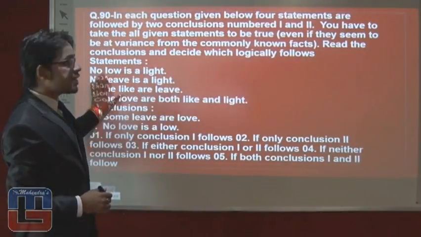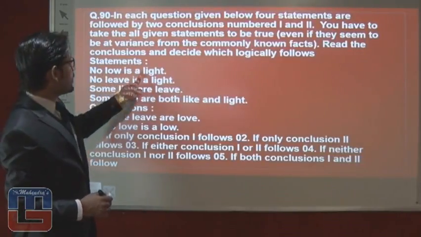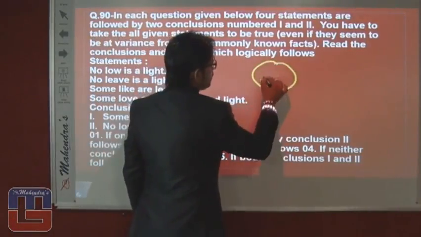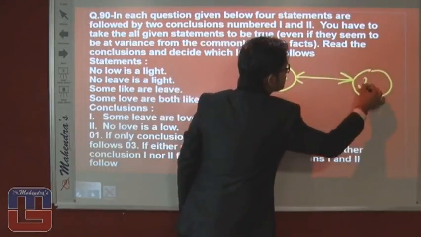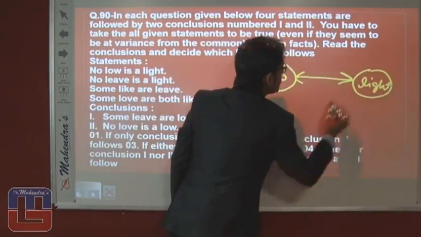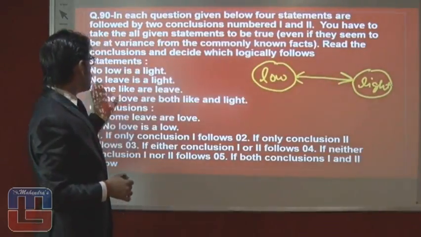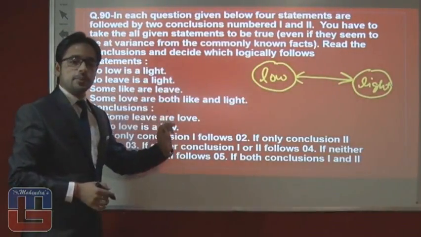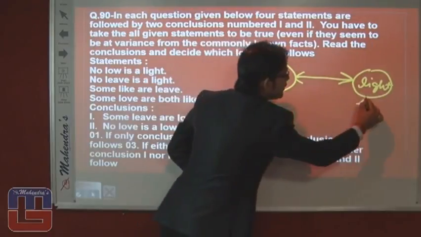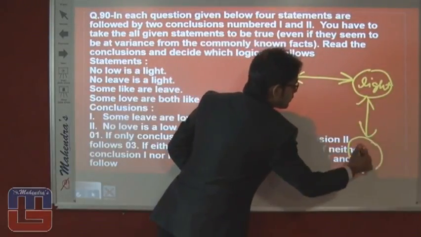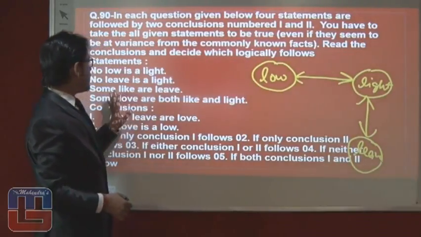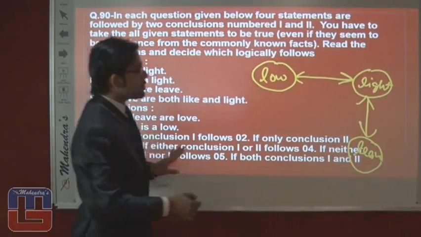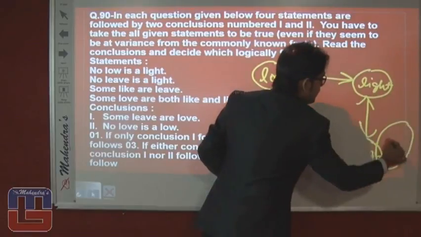In this question, first statement is written, no low is light. Second statement is saying, no leaf is light. There is a negative relation between leaf and light. Third statement is saying, some like are leaf.